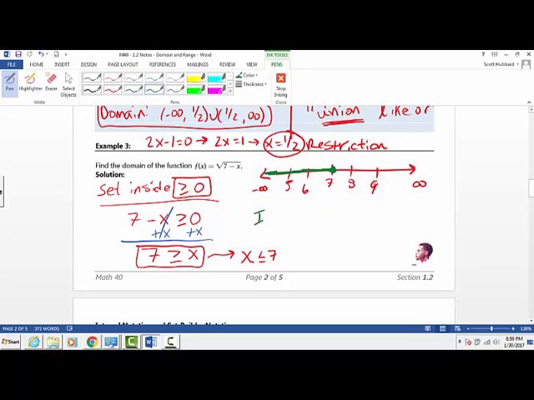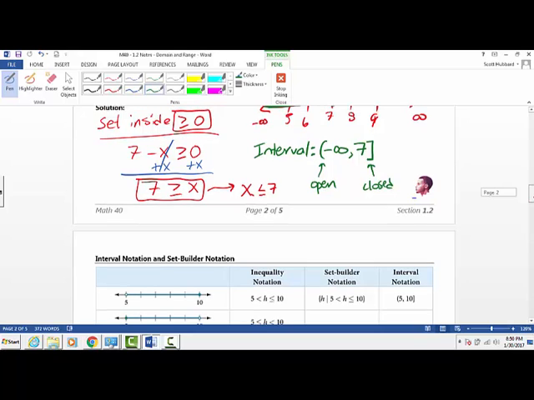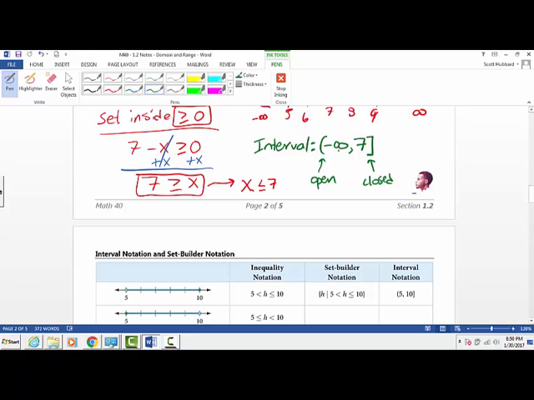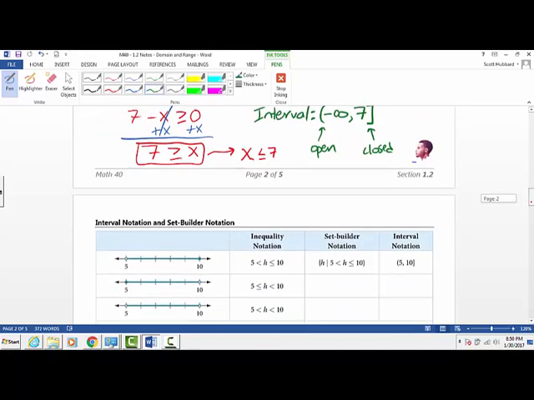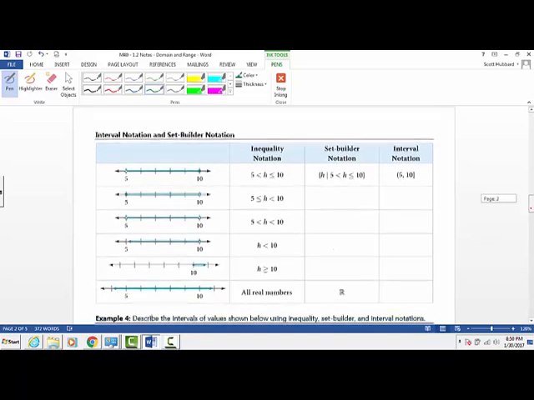And the way we write that as an interval, well, all you do is you just put negative infinity first, okay, and then you go up to 7. And see how, remember, it's open here. It's always open around infinity, and it's closed right here. Okay? So that's the interval. And the way I read it is x is between negative infinity and 7, including 7. Okay? All right.